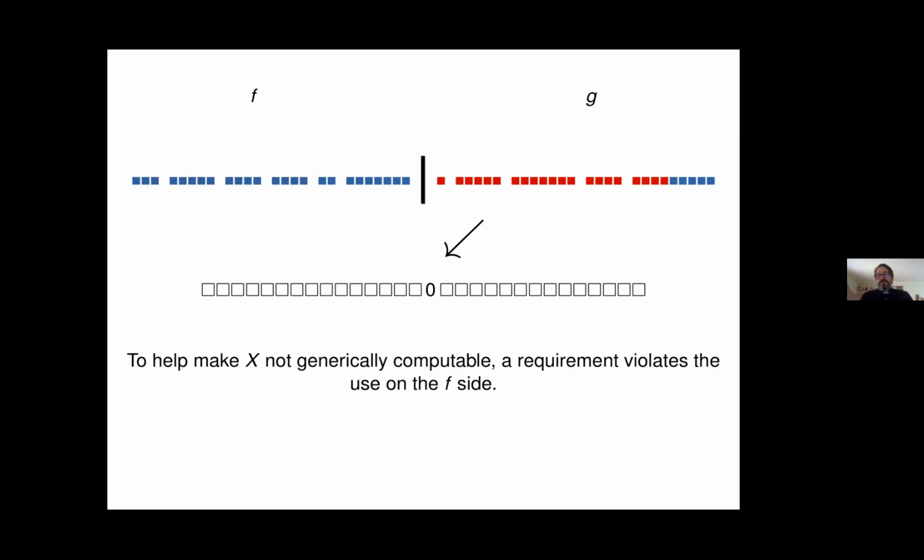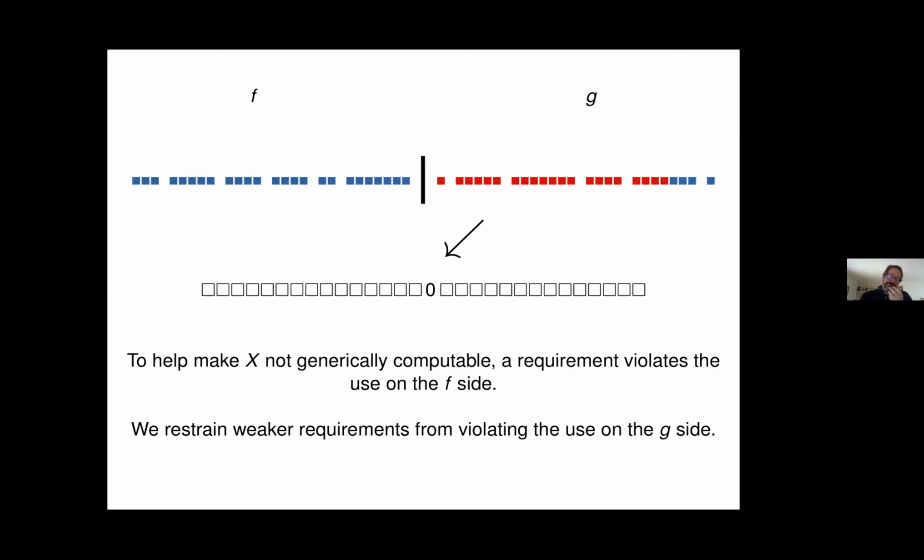And so now the use has gone away. We're still okay because things are still okay on the other side, right? And if you have a weaker requirement than the one that destroyed the computation on the F side, we can restrain it from violating the use on the G side. That's fine, right? So it might change something, but only above the use, right? So here, a hole happened at the end there. And that's fine. That doesn't change anything. But of course, in the usual fashion, there are going to be stronger requirements.